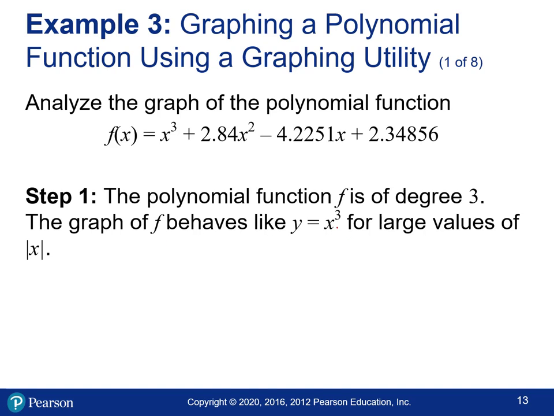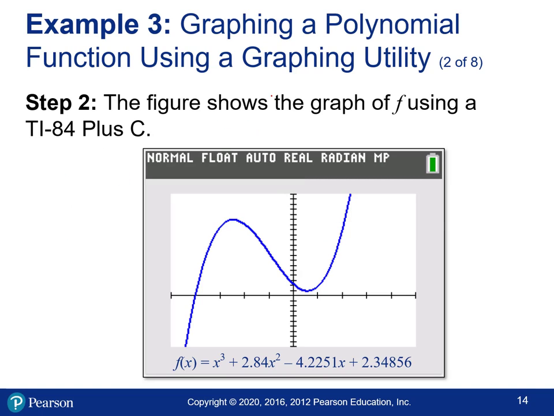So this one is a 3rd degree polynomial with a positive leading coefficient. So we know the graph's going to go down left and up to the right. So here's actually what this graph looks like using a TI-84 calculator. So I'm going to take us over to the Desmos website and show you how to do this there. Notice it goes down left and up to the right, and it has 2 turning points.